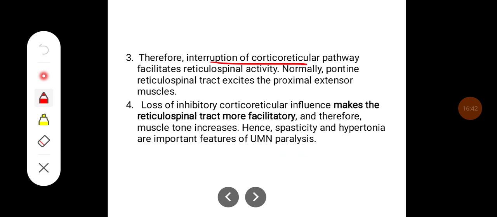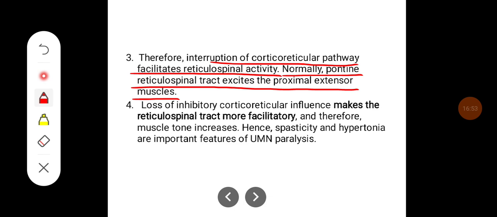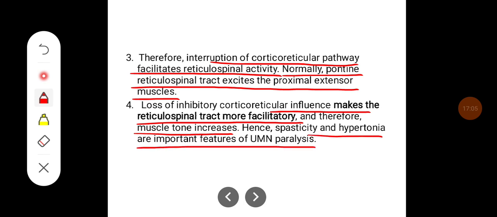Therefore, interruption of the corticoreticular pathway facilitates the reticulospinal activity. Normally, pontine reticulospinal tract excites the proximal extensor muscles. Loss of inhibitory corticoreticular influence makes the reticulospinal tract more facilitatory, and therefore muscle tone increases. Hence, spasticity and hypertonia are important features of UMN paralysis.